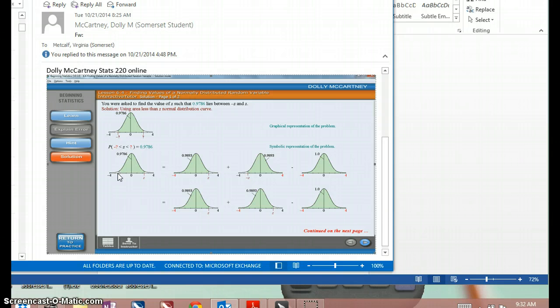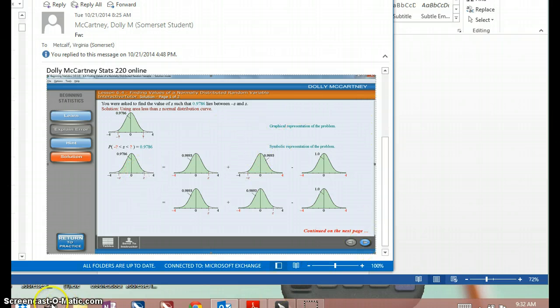Okay, and we know that this little area and this little area, since this is z and this is negative z, and this whole thing is symmetric, are exactly the same. We also know that the area under the complete curve is 1. So if we take this small area plus this area here plus this small area, set it equal to 1, we can find out what our little areas are here and here.